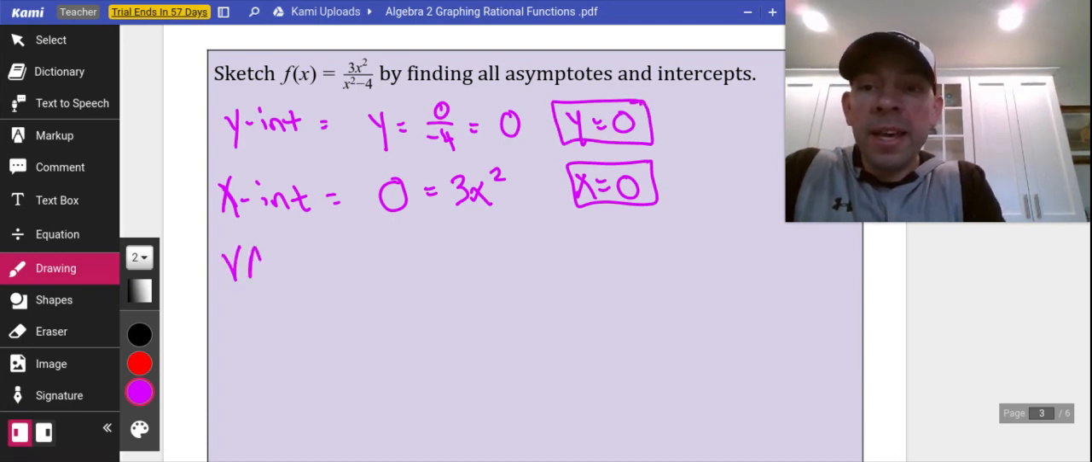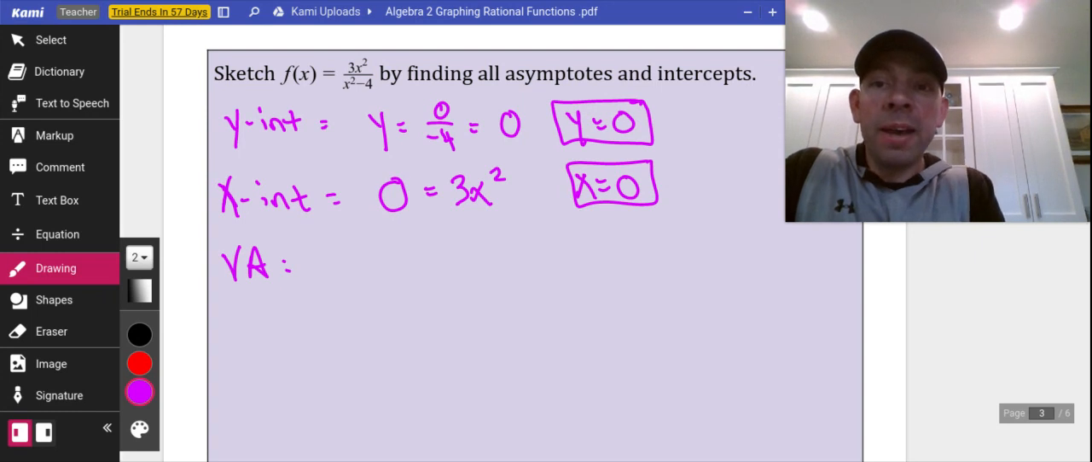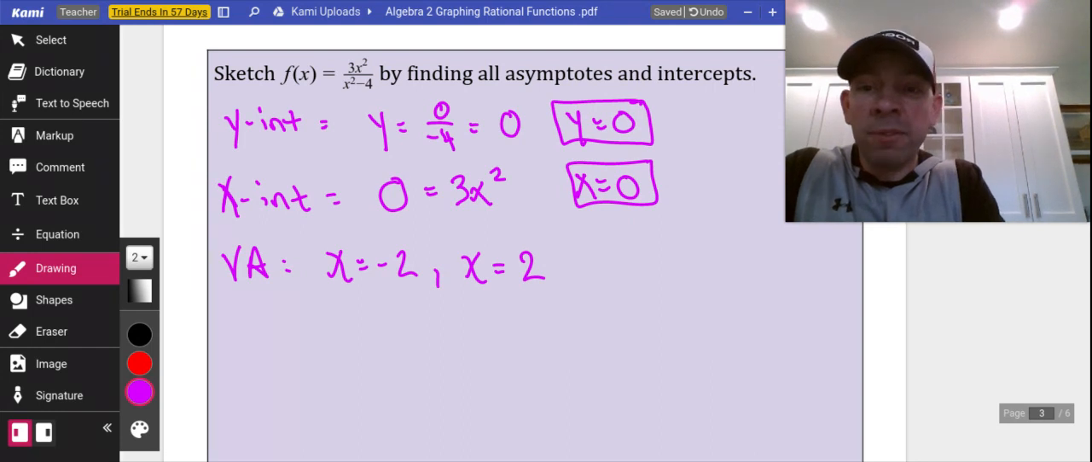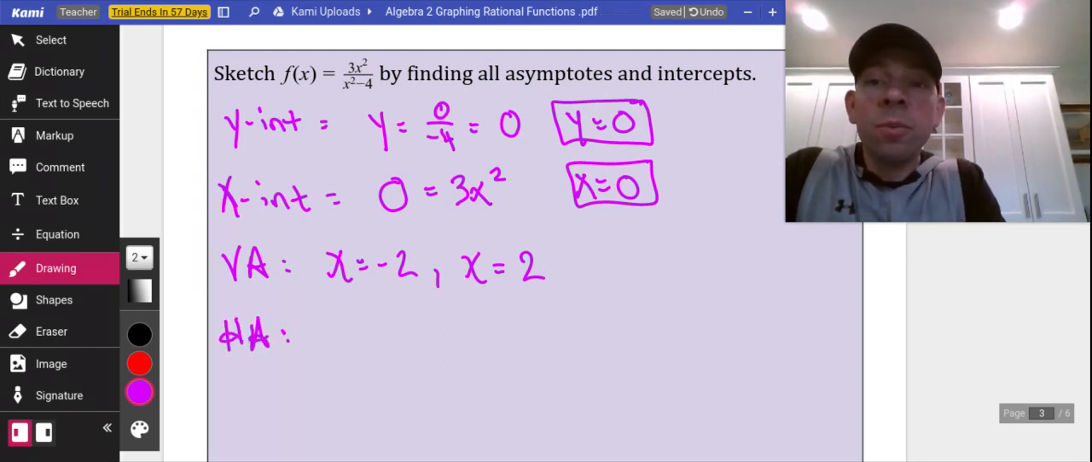For the vertical asymptote, we're going to factor it, make sure there's no cancellations, and find the zeros of that denominator. So we got 2 vertical asymptotes, one at x equals -2, one at x equals 2. For the horizontal asymptote, we're going to do a power fight. Looks like second degree numerator, second degree denominator. Same over same says we're going to take the ratio of the coefficients and get y equals 3.